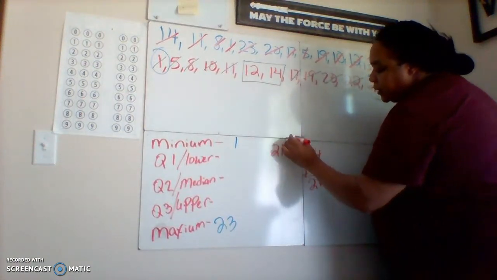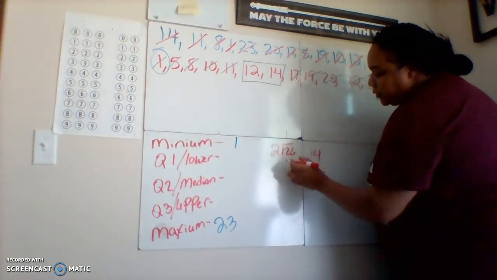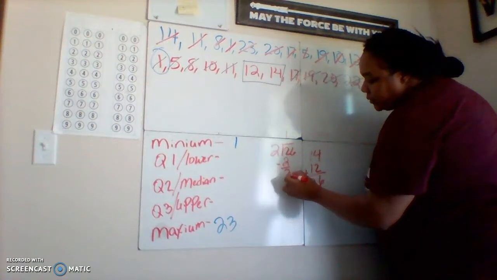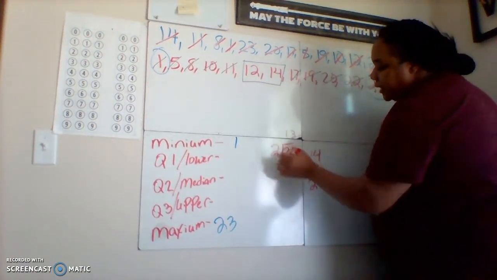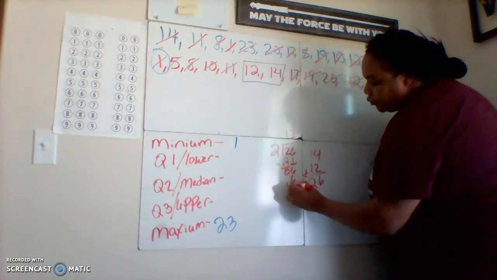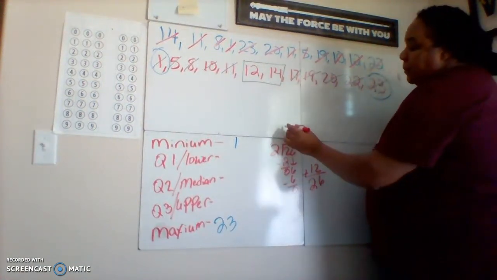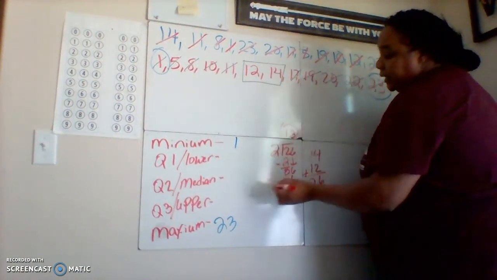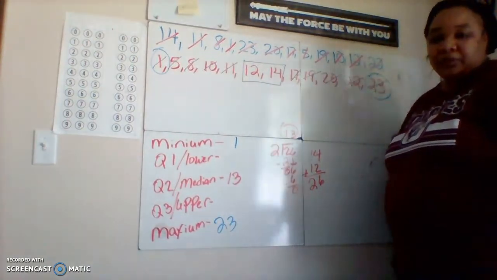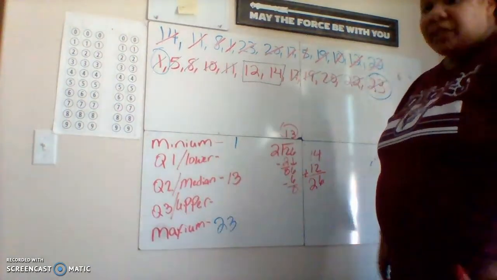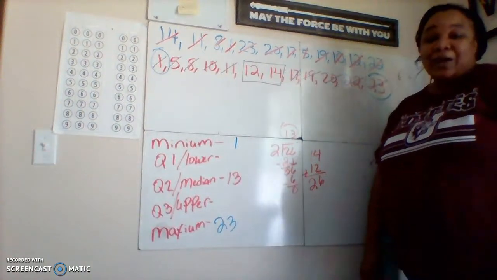2 goes into 2 one time. 1 times 2 is 2. Subtract. 0, bring my 6 down. 2 goes into 6 3 times. 3 times 2 is 6. Subtract, and that's 0. So my median is 13, and I'm going to put it right here. Okay? See that? Our median is 13. How easy was that? All right.